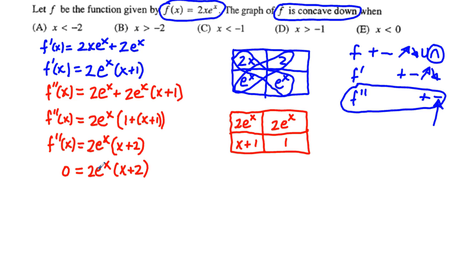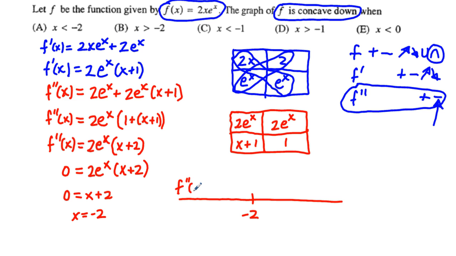And we should understand that this 2e to the x is always going to be positive for any real number, just basic exponential function logic. So we're going to have 0 equals x plus 2. And now I'm going to put a number line in place here. We're going to find our critical number by solving for x. X is going to be equal to negative 2. So we put over here negative 2. And then above the line we put f double prime of x, and then f of x below.